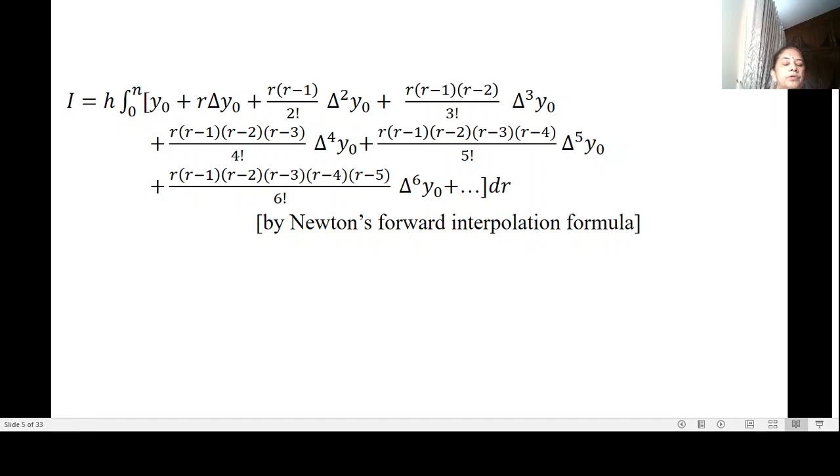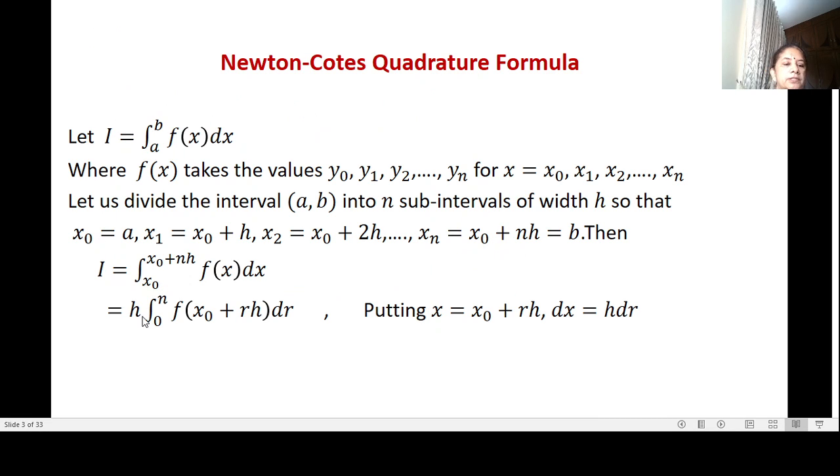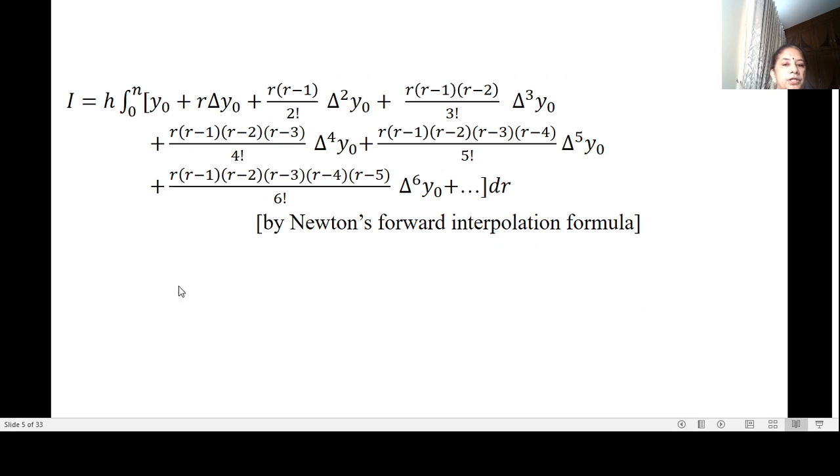Now let us use Newton's forward difference interpolation formula. So we have I is equal to h into integral from 0 to n f of x0 plus rh dr. So this is equal to h into integral from 0 to n of y0 plus r into delta y0 plus r into r minus 1 divided by 2 factorial into second order forward difference of y0 plus r into r minus 1 into r minus 2 divided by 3 factorial into delta cube y0 plus etc., into dr. Okay.